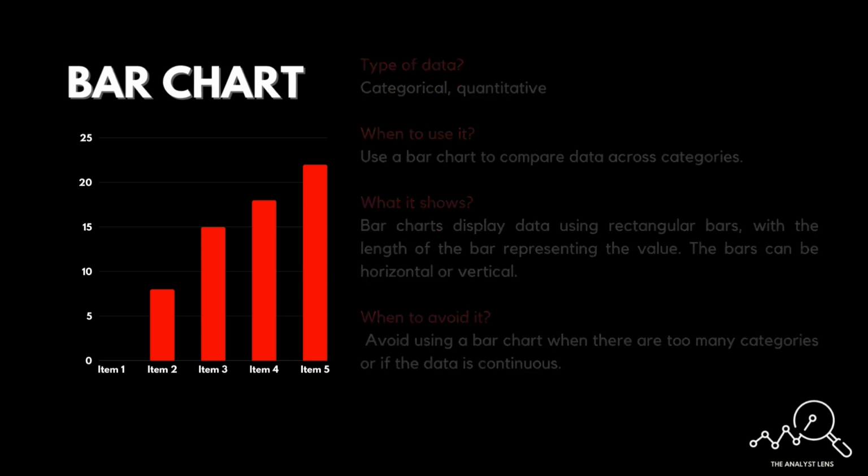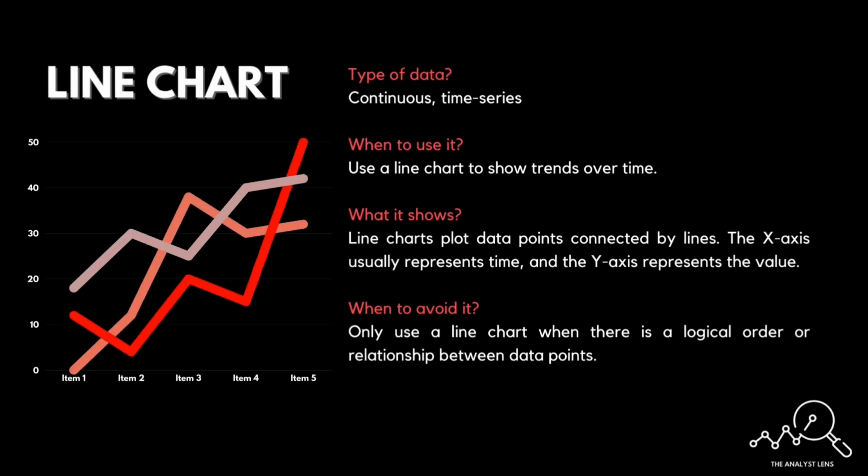So, the other type of charts are line charts. The type of data preferred with line charts is continuous and in time series. It is used to show the trends over time. Line charts plot data points connected by lines. The x-axis usually represents time and the y-axis represents the value.